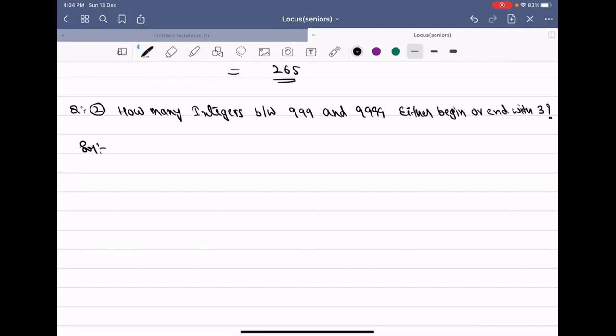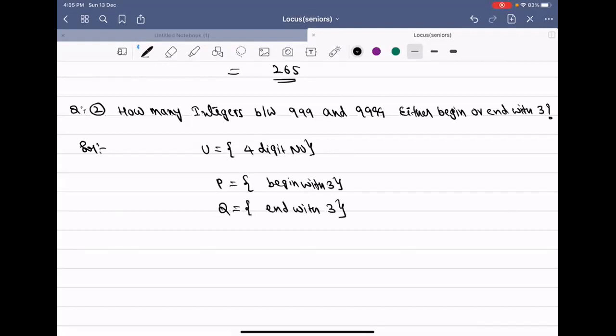Numbers between, so which digit numbers? The universal set is 4-digit numbers. P is the numbers that begin with 3. Q is the numbers that end with 3. So what is the question asking? P union Q. Same as before, when it says either or, it is union.